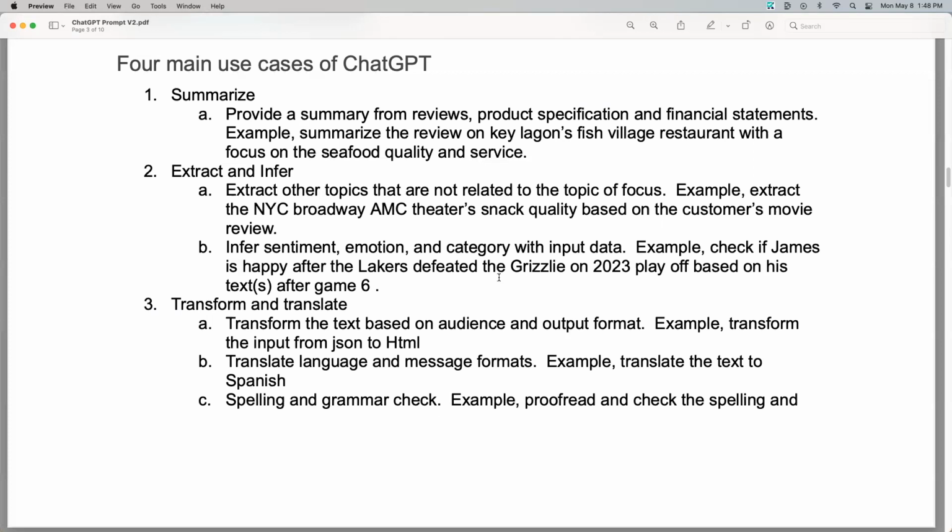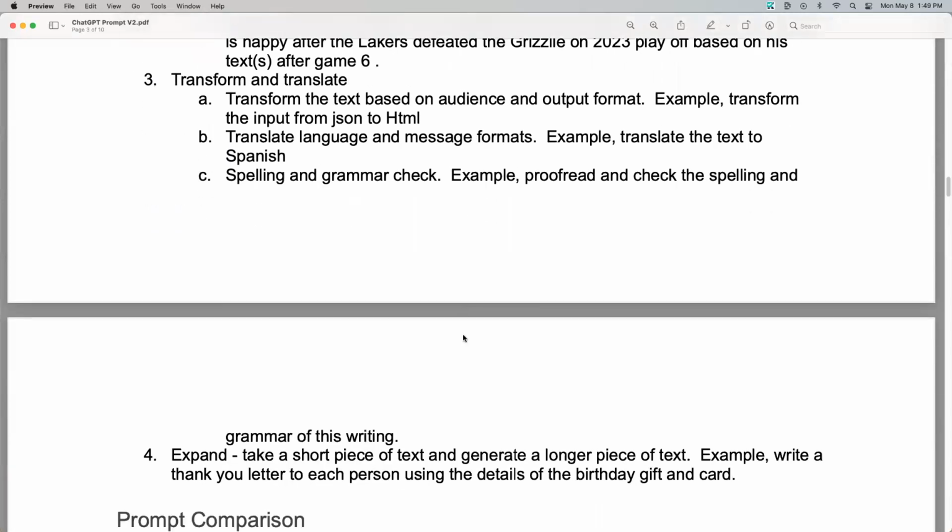Third is transform and translate. Transform is based on an input, to another format of the output. One important part is, for example, transforming the input from JSON to HTML. The second important thing is translate. Translate, all of us know you can translate to different languages, from English to Spanish. And lastly, ChatGPT in this category can help do the proofreading and check the spelling and grammar of the writing.